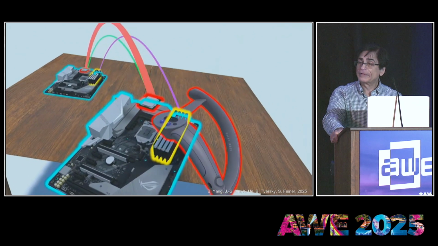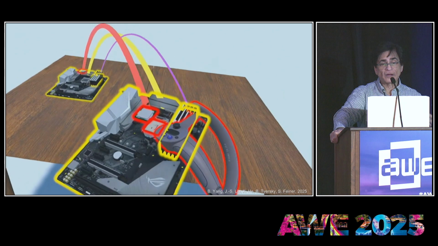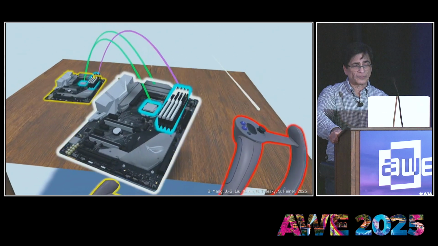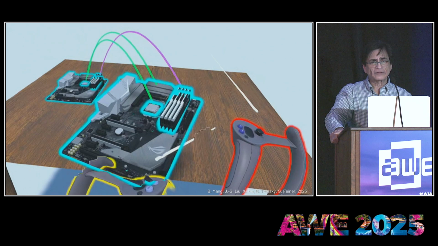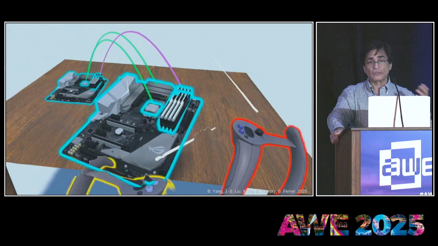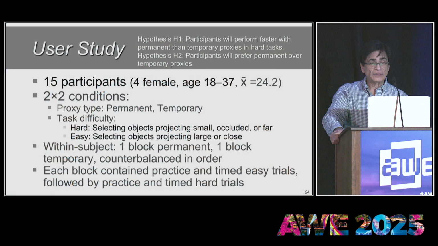So, temporary versus permanent: we did a study to see if we could show some advantages for permanent over temporary, where again there are lots of advantages when things are specifically hard to acquire. If it's hard to acquire the first time, maybe we can make it a lot easier to acquire the next time you want to do something with it. And so we did a user study.